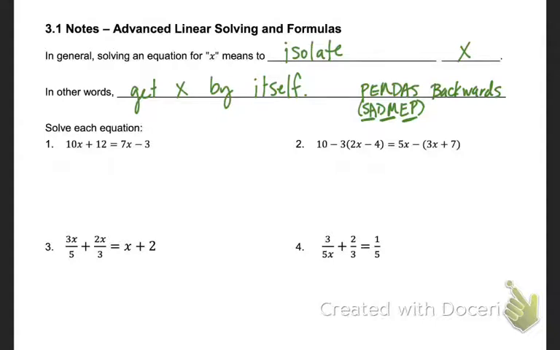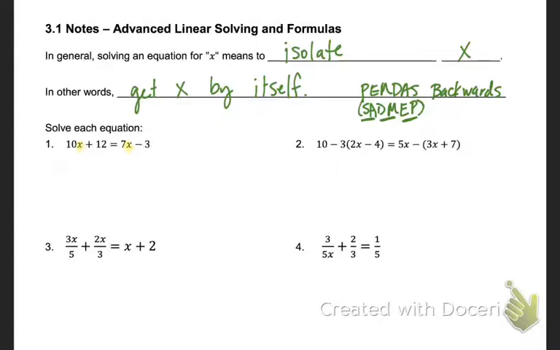So let's put that practice into play with number 1. I'm going to highlight my x's, and this is one that's pretty simple. You've probably seen something like this in Algebra 1. But I want to get all of my x's on one side, and I want to get all of my numbers on the other side. And that's the primary goal for any equation.